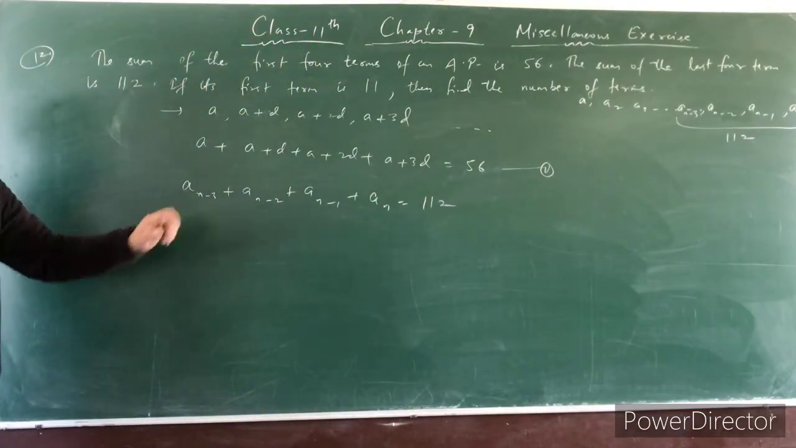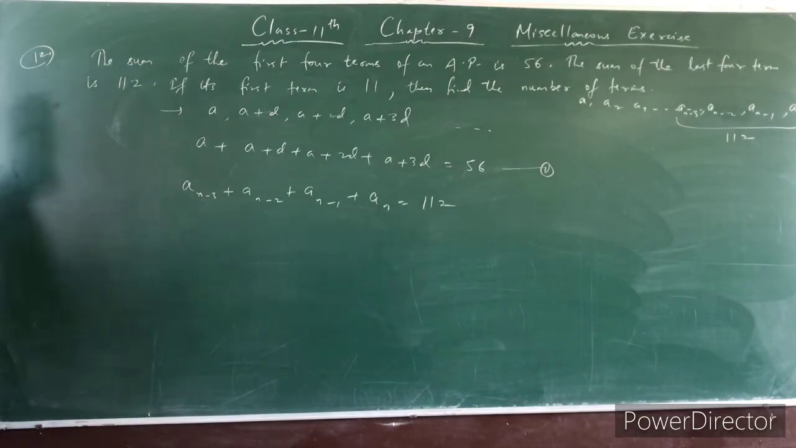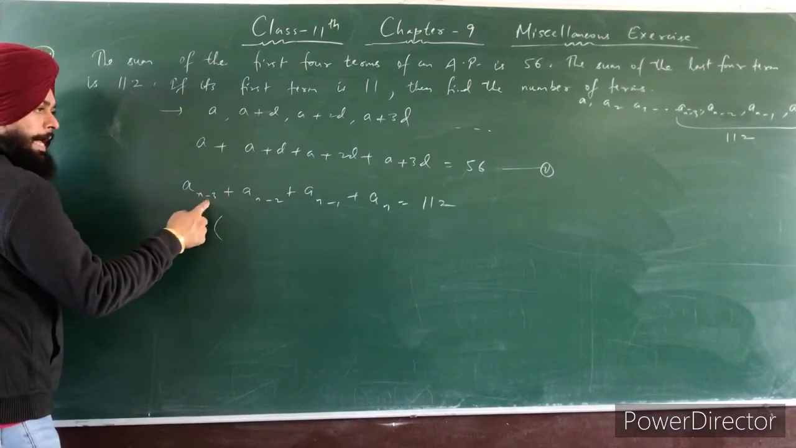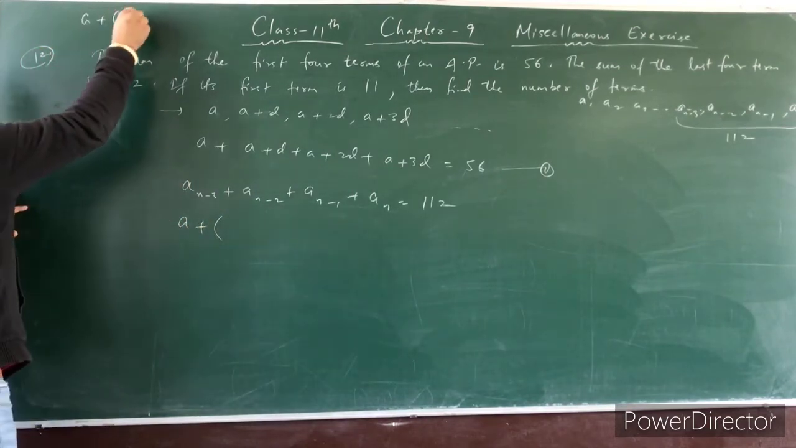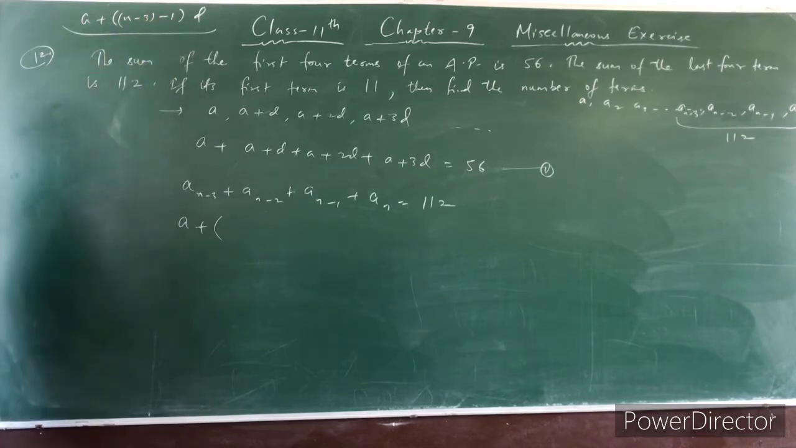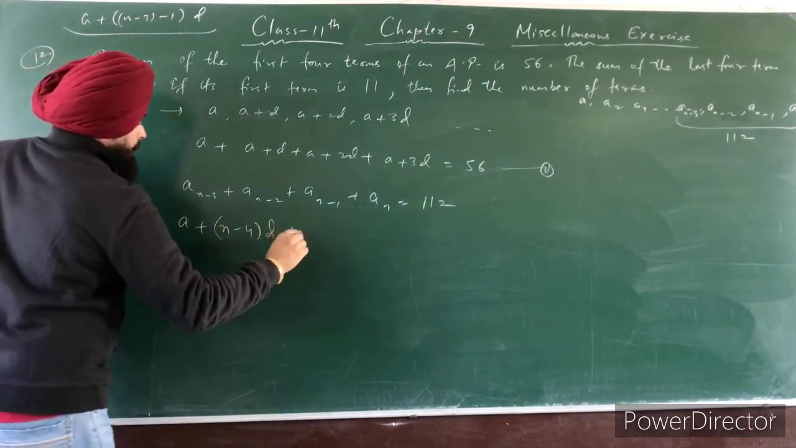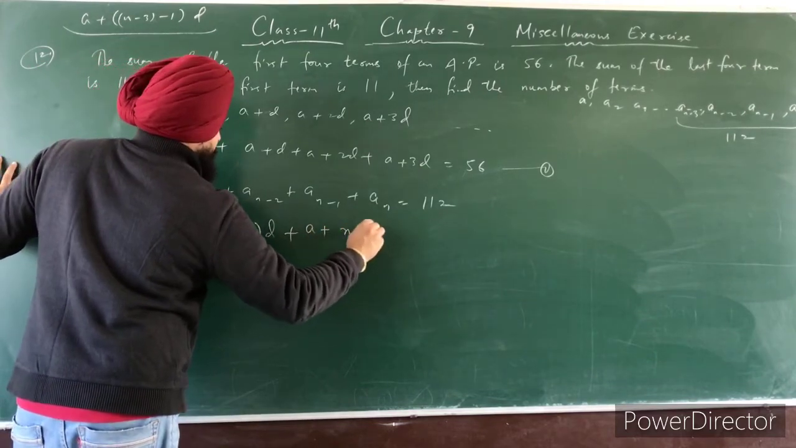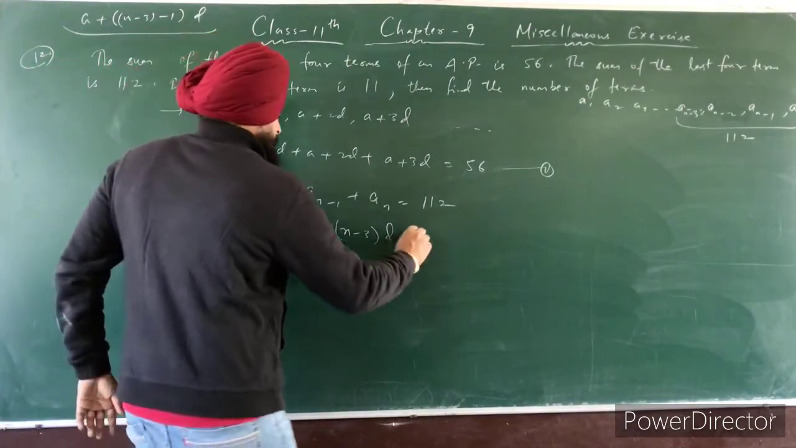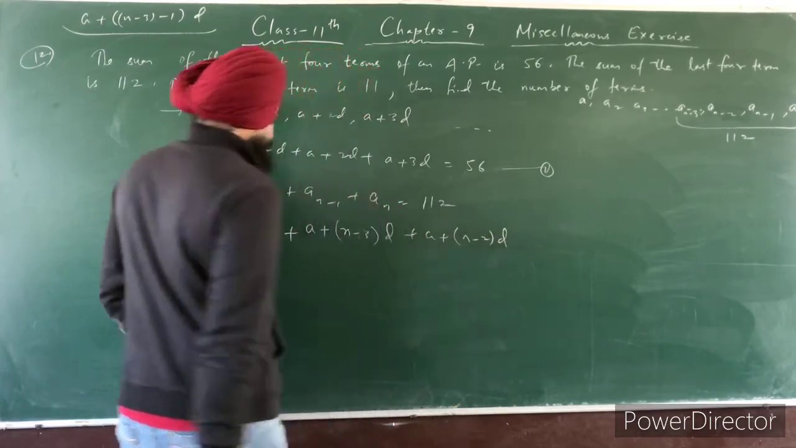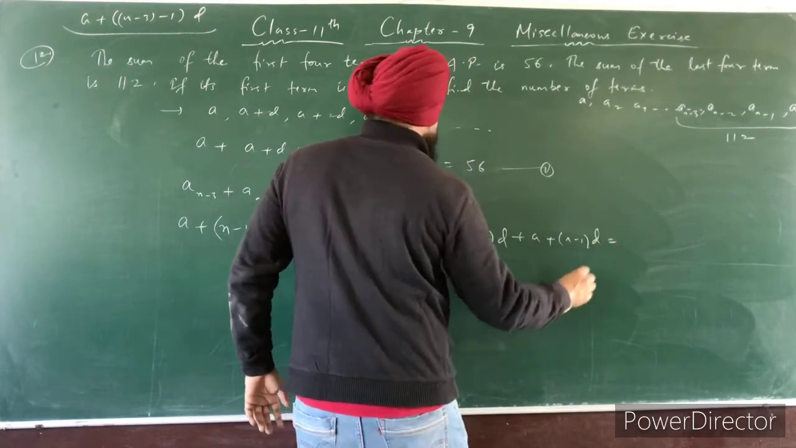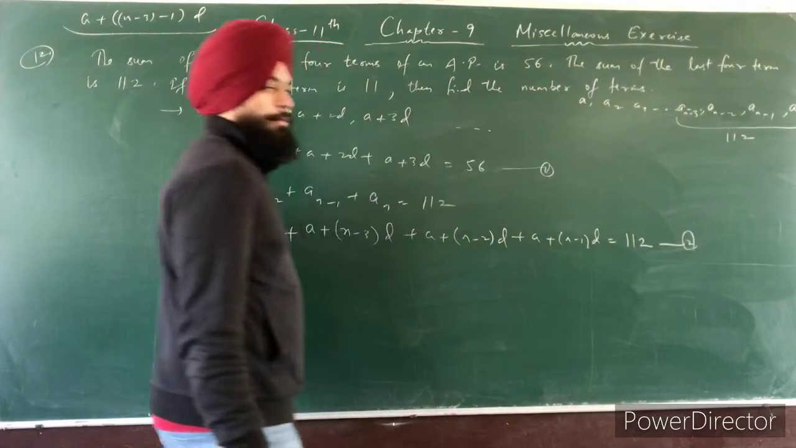So the formula for an minus 3 is how much? The general formula for AP series is A plus n minus 1 into D. Here n is n minus 3, so A plus n minus 3 minus 1, that is n minus 4, into D. Formula for this is A plus n minus 3 into D, and A plus n minus 2 into D, and the formula for an is A plus n minus 1 into D. It is 112. Equation number 2.